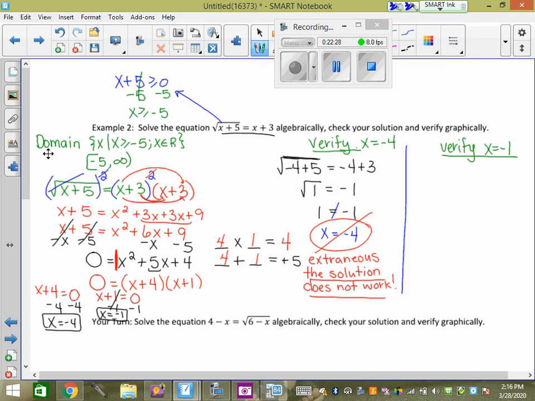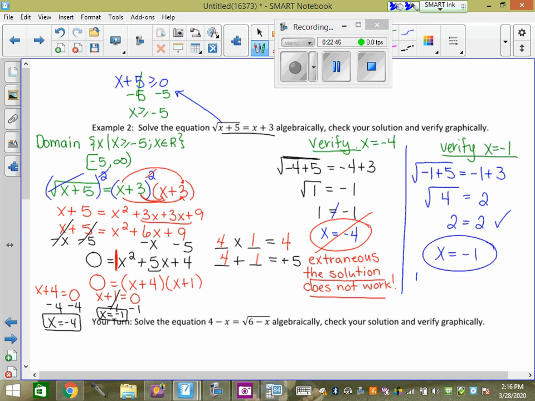So we're going to plug it in. Square root of negative 1 plus 5 equals negative 1 plus 3. Square root of negative 1 plus 5 is 4, equals 2. 2 equals 2. Yes. So x equals negative 1 is a solution. This one is not a solution, the x equals negative 4.